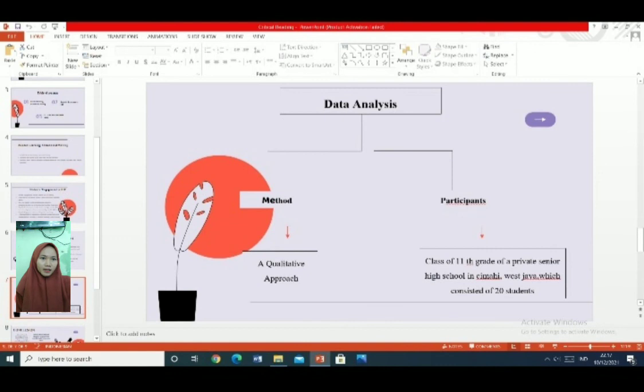And then the next, data analysis for the article. Edmodo and method: a qualitative approach, and the participants were a class of 11th grade of a private senior high school in Cimahi, West Java, which consists of 20 students.